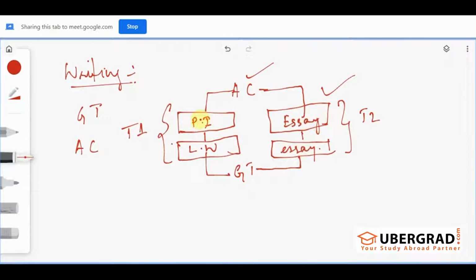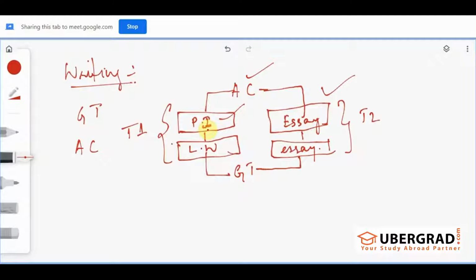Okay, so academic candidates need to write a report. This is known as PI, sorry, not personal interview, it's pictorial interpretation. What do we have to do over here? We have a line graph, bar graph, pie chart, tables, maps, diagrams, cycles, different kinds of images may be given to us. We need to write a report in a very formal tone.